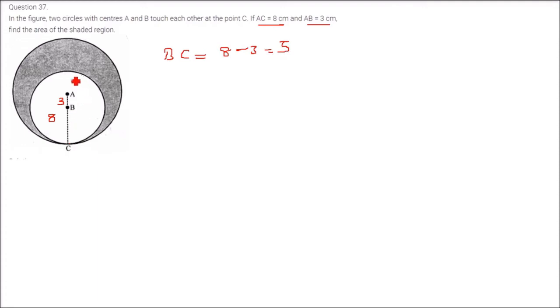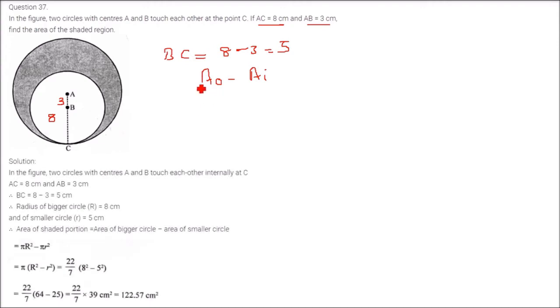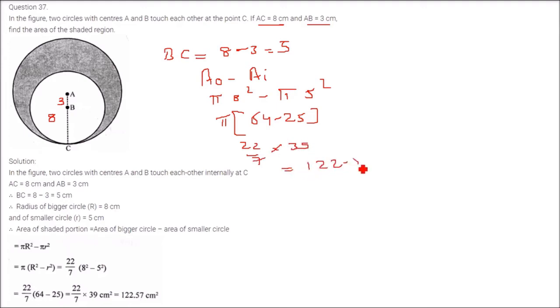So 5 is the radius of the inner circle and 8 is the radius of the outer circle. We just have to find the area of the outer minus the area of the inner. Area will be pi r square. So it will be pi times 8 square for the bigger one and pi times 5 square for the inner circle. Take pi outside: 64 minus 25. So you get 22 by 7 into 39. This will be 122.57 centimeters square.